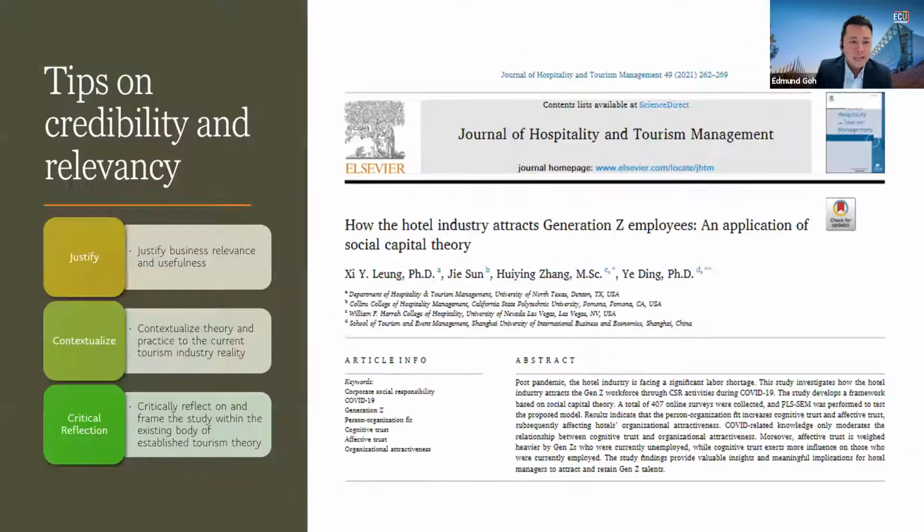Next, the second tip, as Mariana mentioned in the previous presentation, is about how you demonstrate credibility and relevancy. Don't forget, when you submit your paper, as I mentioned earlier, JHTM receives close to 100 plus submissions per month. So you can imagine the amount of manuscripts that we go through. Some of the things we look out for.